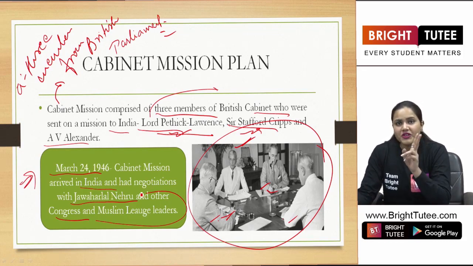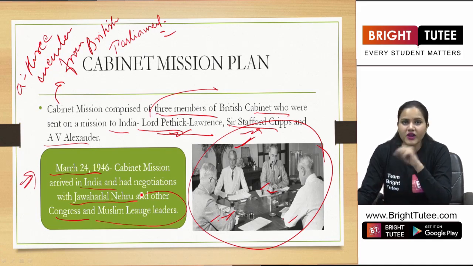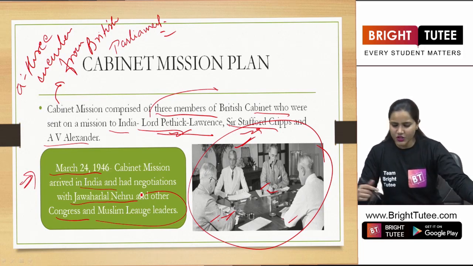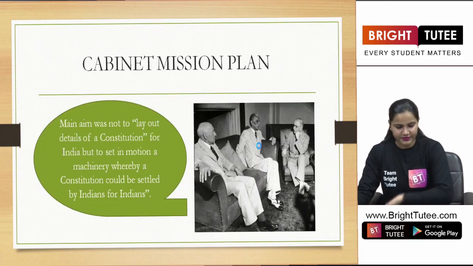Now you have to remember that when we talk about the political situation of our country, there were two main parties, the Congress party on one hand and the Muslim League on the other hand. The Muslim League was headed by whom? It was headed by M.A. Jinnah, as you can see in the image here.